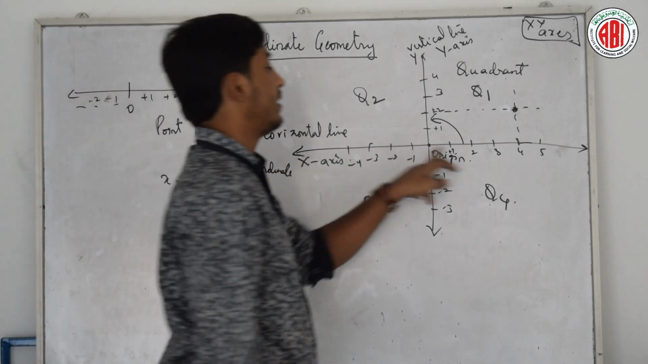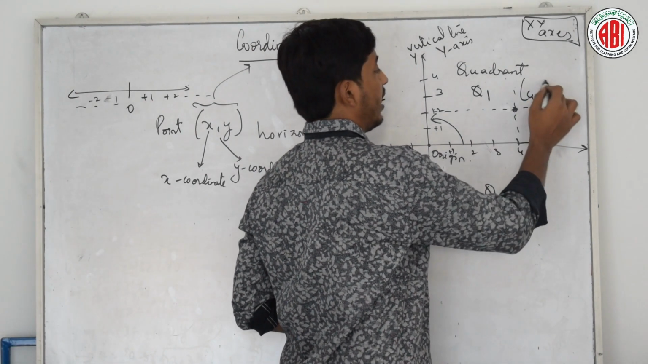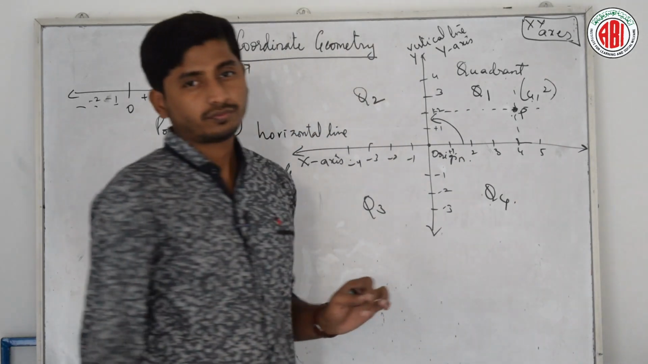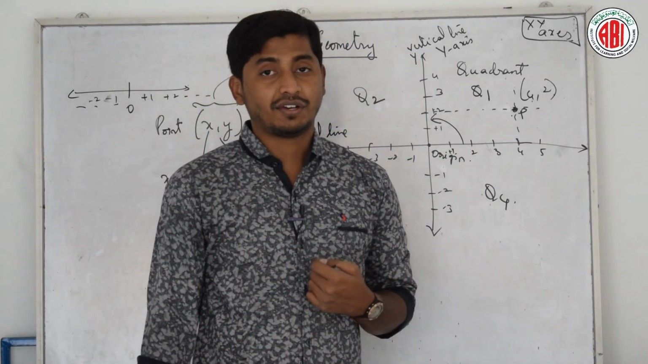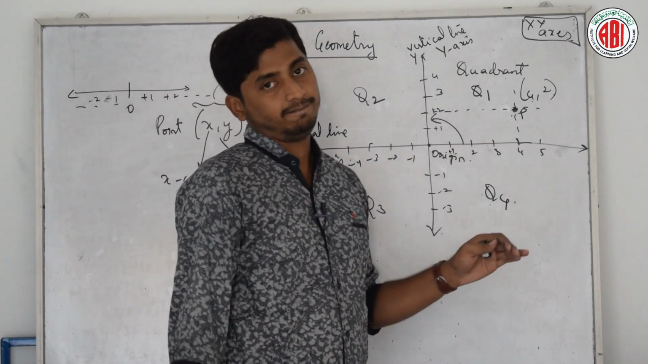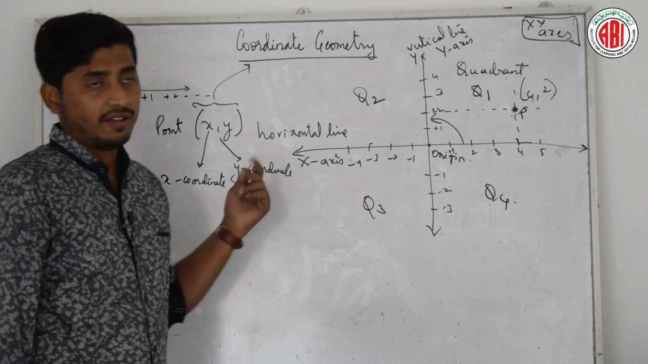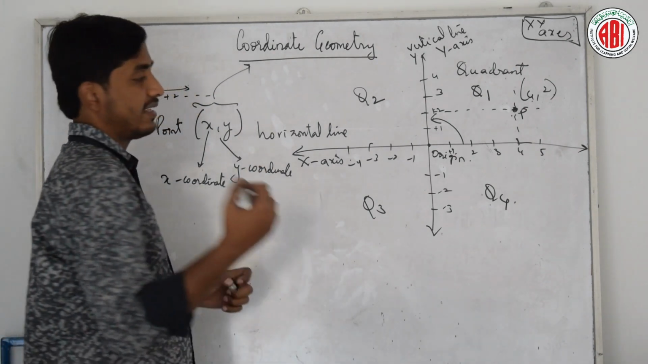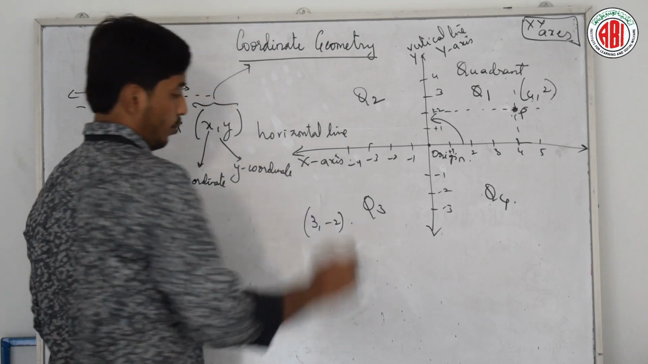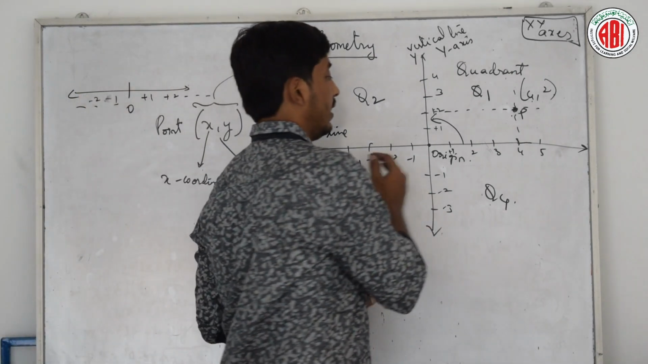Now what can I write here? What is the x-coordinate here? 4. What is the y-coordinate? 2. Therefore this point can be written as (4, 2). Is it not easy to remember? The only thing is plotting. Did you understand? Once again, see here. If there is some point, let us say (3, -2). What is 3? 3 is the x-coordinate. Where is it? Here it is.